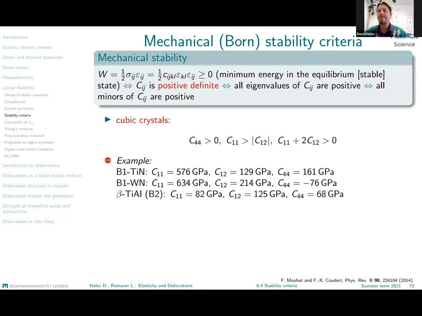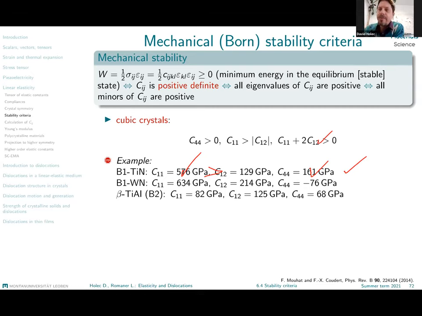So here is an example of a couple of materials. For titanium nitride, which we have met here already before, in the rock salt structure, this can be very easily shown. This is positive, this is positive, this is larger than C12. And since all three numbers are positive, obviously the last condition is also fulfilled. So this is a good guy, that is a mechanically stable material.